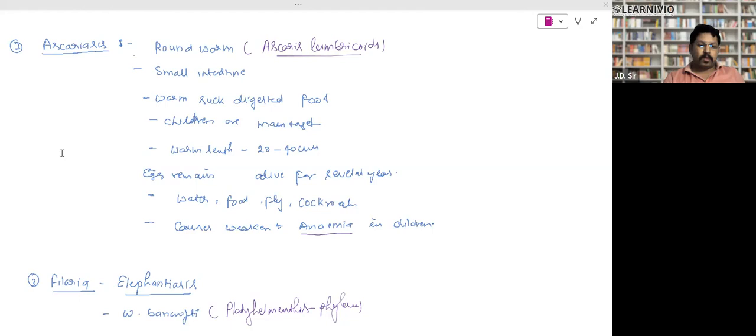The worm sucks the digested food, right? Children are the main target. The length of the worm can be 20 to 40 centimeter. Female is larger, so it's 40 centimeter. Males are smaller, they are 20 centimeter. Eggs remain alive for several years, right?